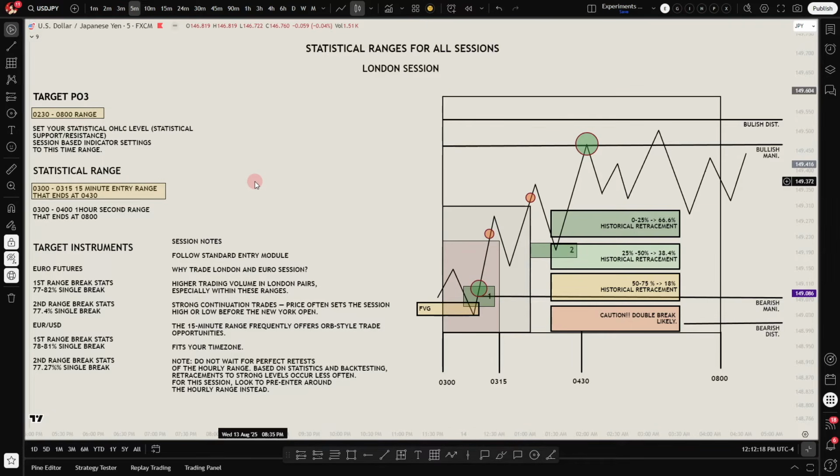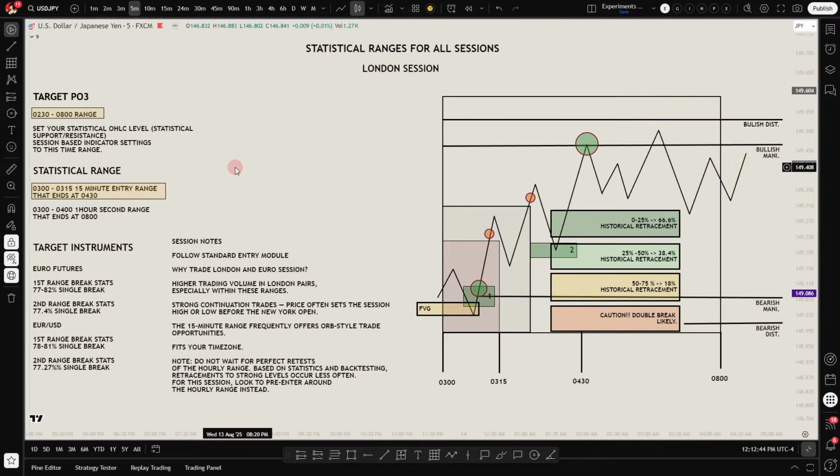Range 2, secondary range. Time, 3:00 a.m. to 4:00 a.m., 1-hour range. Projection, valid until 8:00 a.m. Historical probability, 77.4% chance of a single break. These two ranges can be combined to confirm direction and improve trade confidence.